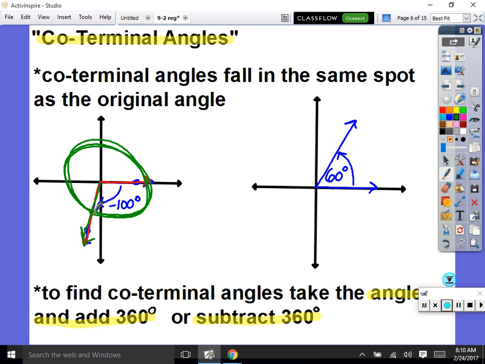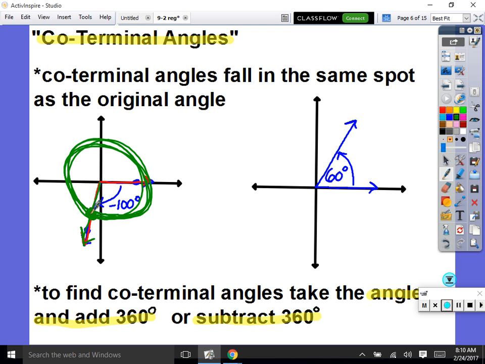Everybody understand? So how do we get a coterminal angle? One that falls in the same spot. What did I do? Added 360. So a coterminal angle will fall in the same spot. We just take that angle and add 360 because that will put us back in that same spot. Couldn't I go this way and be still back in that same spot? Back this way. So I can also subtract 360 and end up back at the same spot.